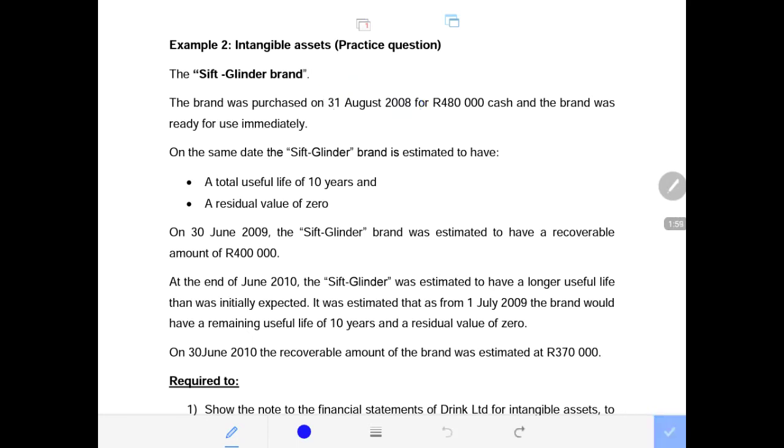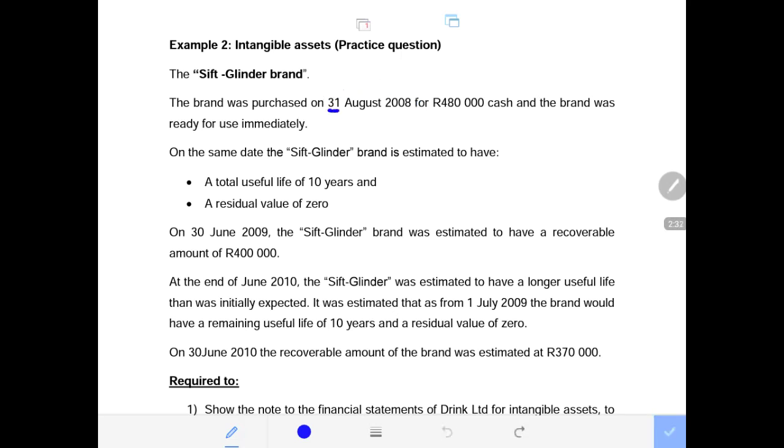That means when we are calculating what is called amortization, remember amortization is not a new thing. It is the same as what is usually called depreciation. But the depreciation of the intangible assets, we don't call it depreciation, we call it amortization. So now that means when we start calculating our amortization, we are going to start at the date the asset was ready for use, which is 31st of August in the year 2008.